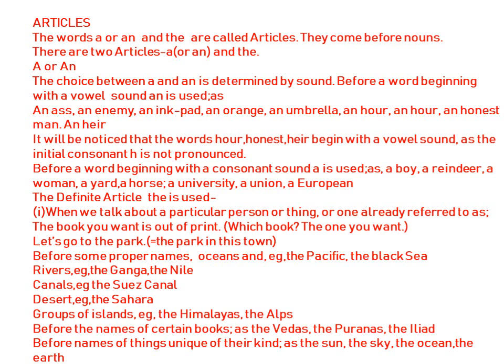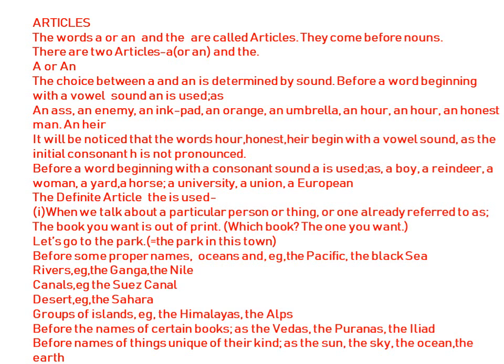Hi students, today we are going to learn about an important part in English grammar: articles. The words a or an and the are called articles. They come before nouns. These articles are written just before nouns. There are two articles, a or an and the.